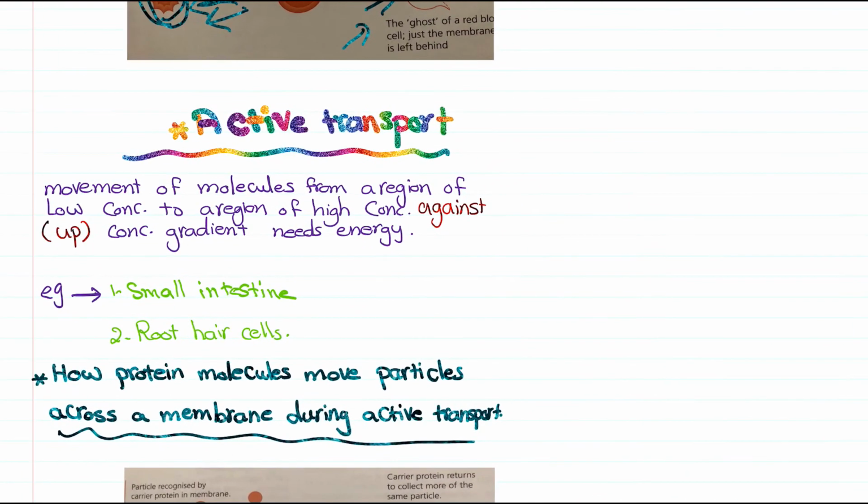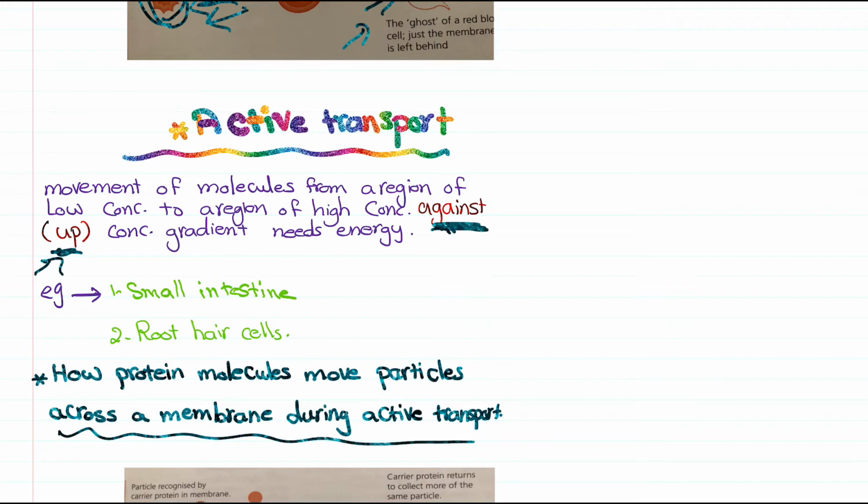The third point, active transport. Firstly, what is the meaning of active transport? Active transport is defined as the movement of molecules across the membrane from a region of lower concentration to a region of higher concentration, and in this case against or up. In the case of diffusion and osmosis, it's down the concentration gradient, but here it is against or up the concentration gradient, and because it's against the concentration gradient, it needs energy. That's why whenever active transport takes place, we can see a lot of mitochondria there.